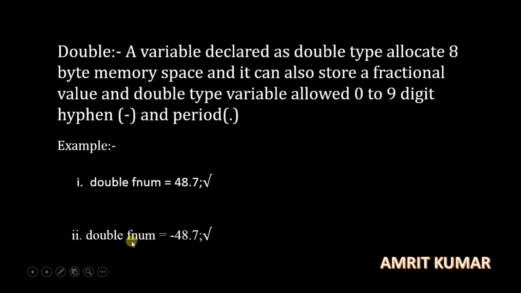Okay. Moving on to the next example, that is fnum again, which is a variable name, and double means its size is going to be 8 byte, and it can store a value whose range is from 0 to 9 digits and might have a hyphen or period in it. Okay. So here you are seeing that the hyphen is present here, 48 point, which is a period, 7 is present here. So this is also right.